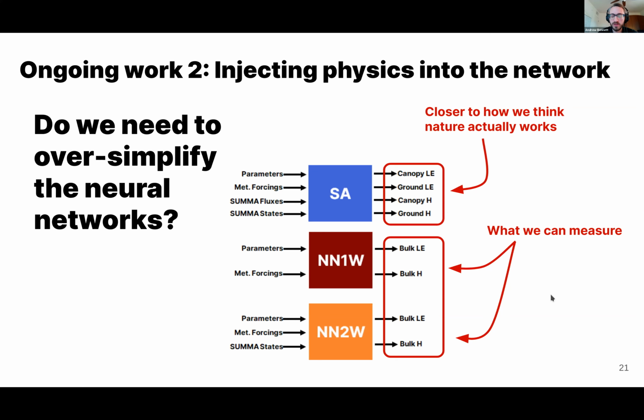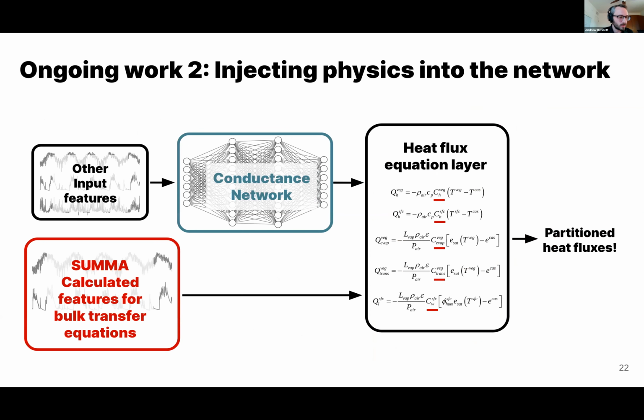So with the neural networks, we had to simplify this, but this is a knowledge guided machine learning workshop. So, can we inject some physics to actually get that partitioning back out? And can we learn from that? What we're starting to look at here is adding some physics that we know, and we're doing that via a heat flux equation layer, where we encode some of the physics that we are assuming that we can use.